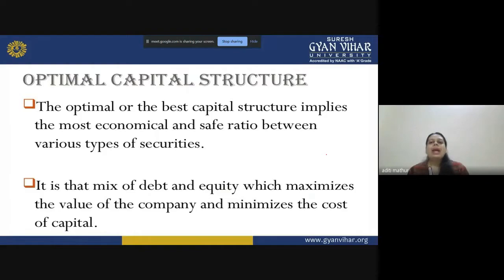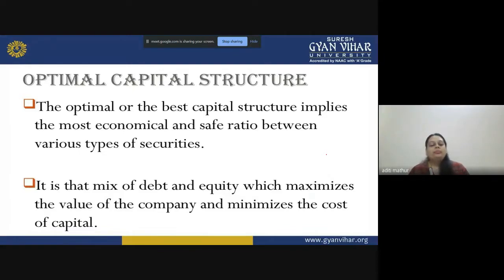So the optimal or the best capital structure implies the most economical and safe ratio between various types of securities, right? So it is very important for us to understand that we have to select the most economical and the safe ratio. There might be lots and lots of plans. The plan can be 50 to 50, 10 to 90, 90 to 10, right? Your 60, 40, 40, 60, your 25 and 75. All these things have to be taken into consideration, of which plan has to be selected so that you are safe, you are economically sound, you have maximum MPS and minimum cost associated with it.